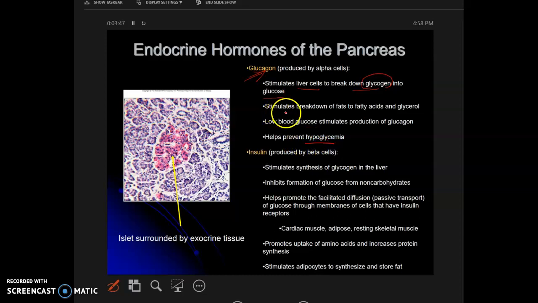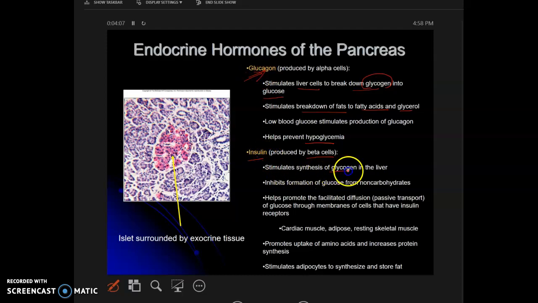All right. It stimulates what? The breakdown of fat, also to fatty acid and glycerol. That is the function of glucagon. Insulin, which is produced by the beta cells, is the reverse to glucagon. These are antagonistic. You understand that.